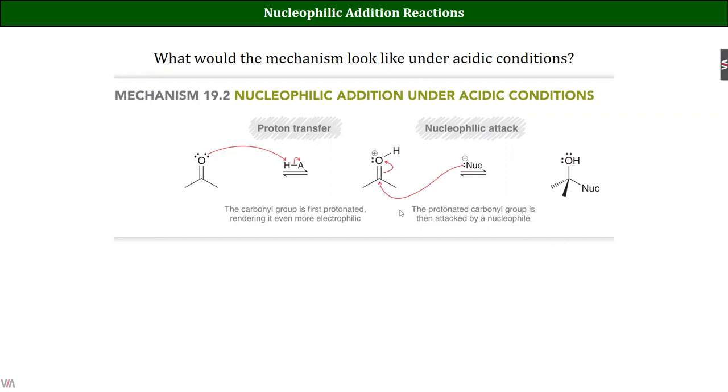If it was under basic conditions, again, the order just flips because you have a stronger nucleophile and fewer protons around. The first thing is you attack the partial positive with the nucleophile, which breaks the pi bond, and then you protonate the resulting oxygen.